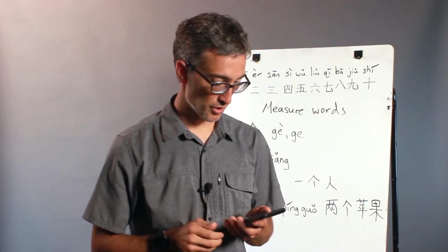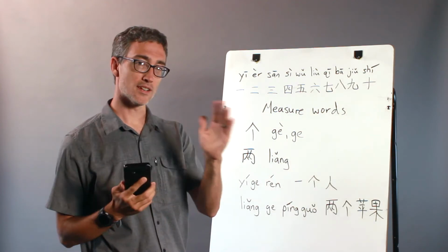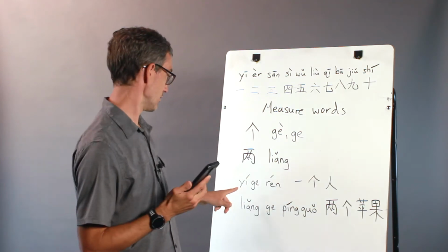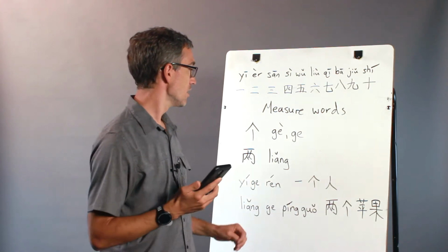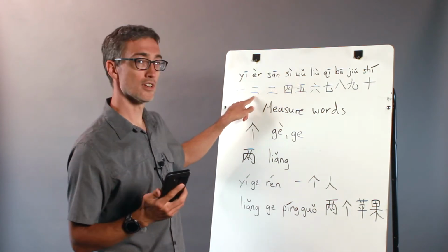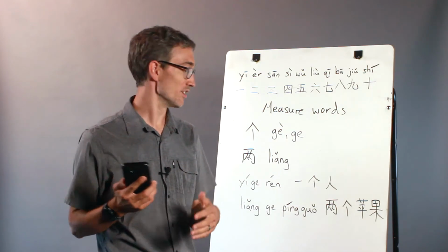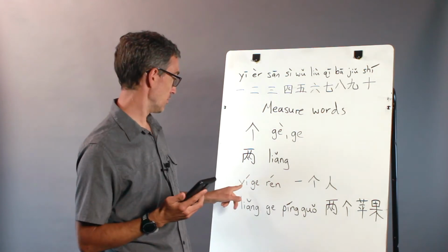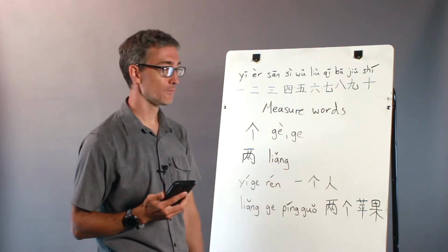Another fact about measure words is that when there's a measure word after a number, like one person, here we have it, 一个人, 个 is a measure word. When the number is 2, the number for 2 is 二. But when the number 2 is followed by a measure word, it actually changes to a different word. It is 两. So it's 两个人, that would be 2 people here. 两个人 or 两个苹果, that's 2 apples.